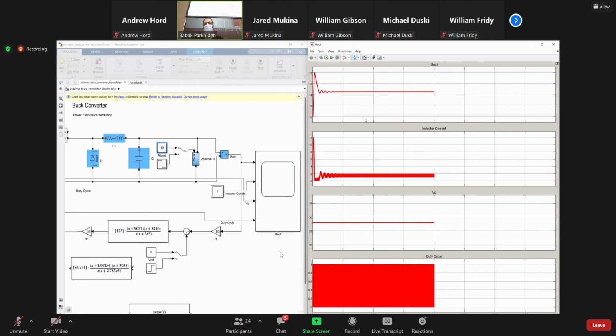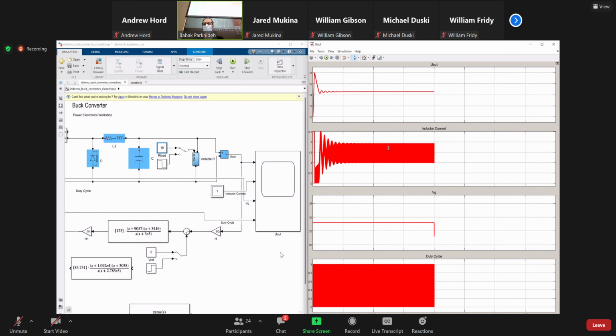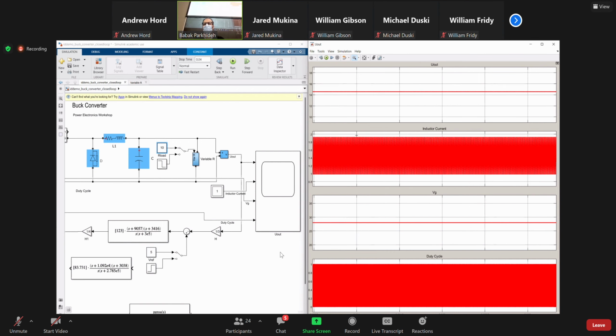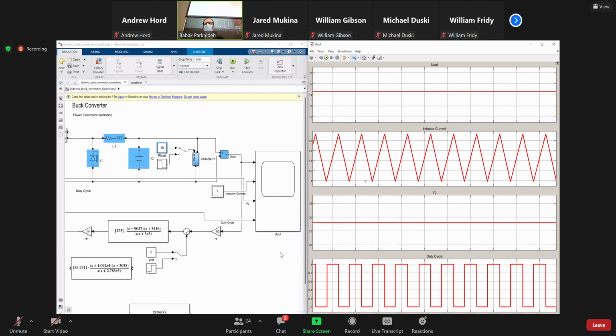Right? So if I zoom in, the voltage remains the same. How about the current? So the current is about 1.5 or something. How about the ripple? I think remains unchanged.